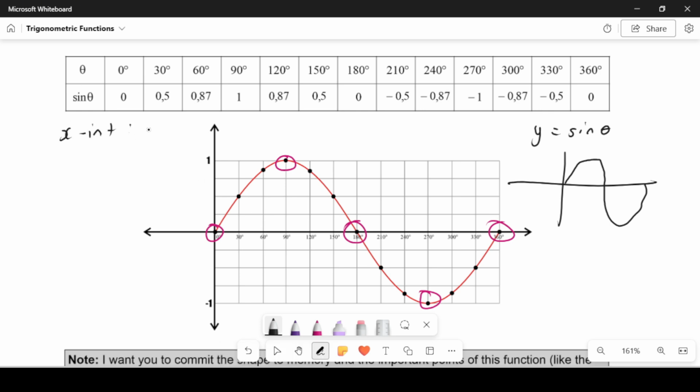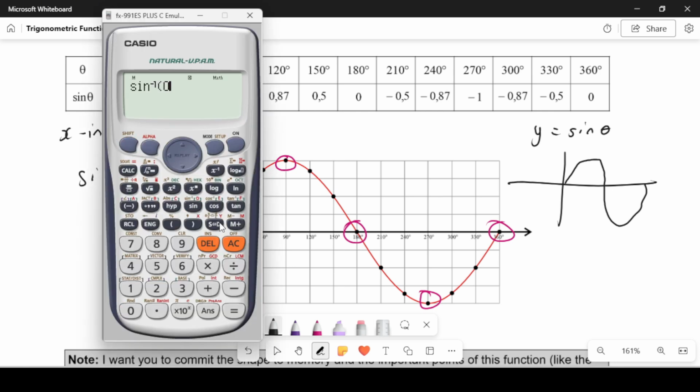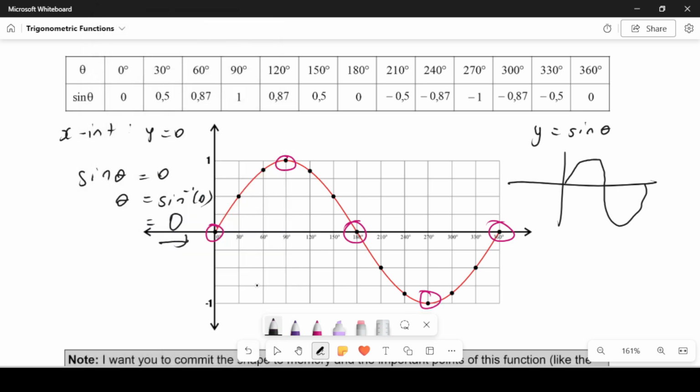The x-intercept is the point where y is equal to 0. So if I say sine of theta is equal to 0 and I put theta is equal to the inverse of sine of 0 into the calculator, what do I get? I'll get 0. Shift sine of 0, what answer do we get? 0. But is that actually correct? It is partially correct. Because the x-intercepts are 0, 180, and 360 degrees, because the function passes through the x-axis at these 3 points.